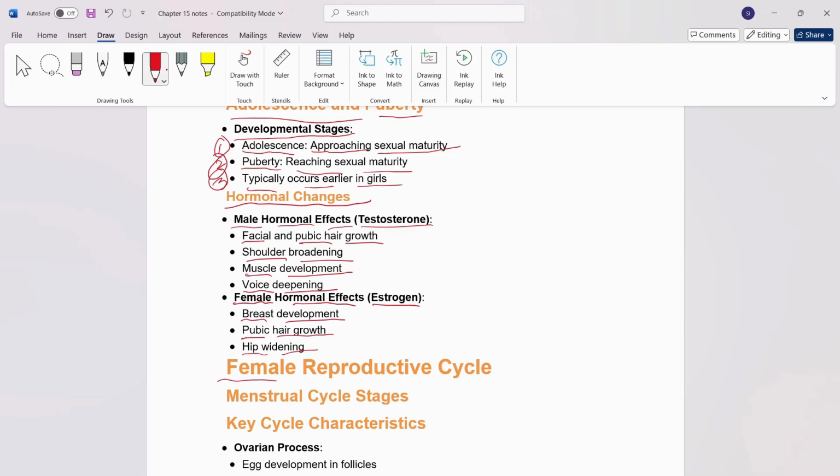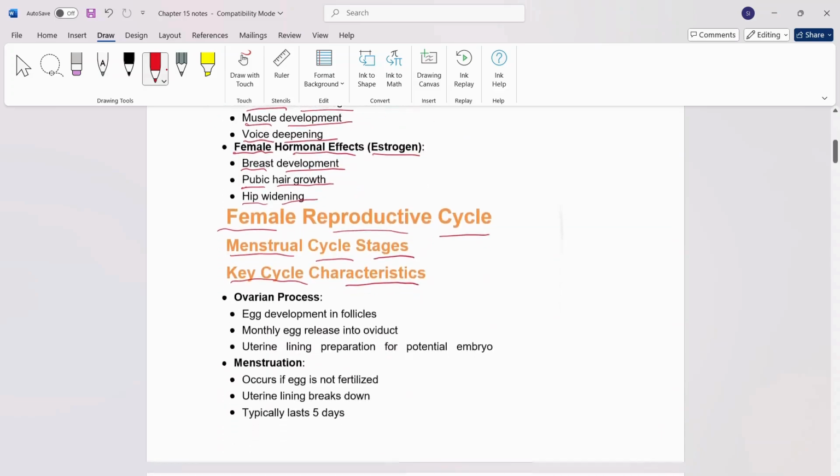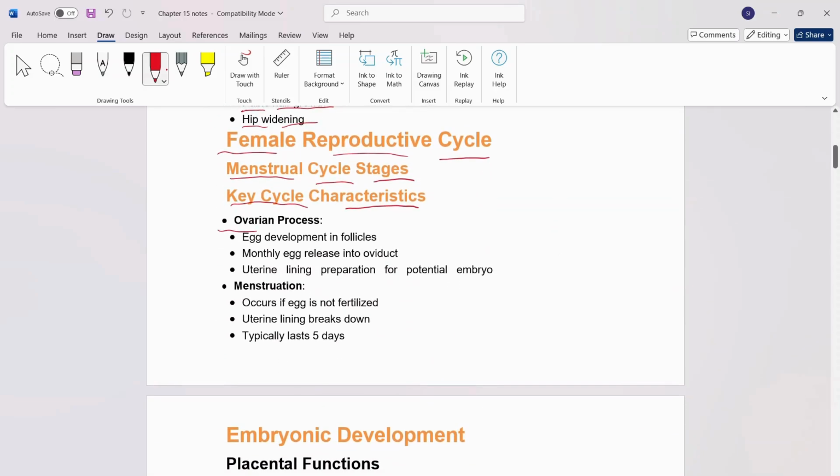Now let's talk about the female reproductive cycle. Menstrual cycle stages, key cycle characteristics. Ovarian process: it includes egg development in follicles, monthly egg release into the oviduct, and uterine lining preparation for a potential embryo. During menstruation, if the egg is not fertilized, the uterine lining breaks down and typically lasts for 5 days.